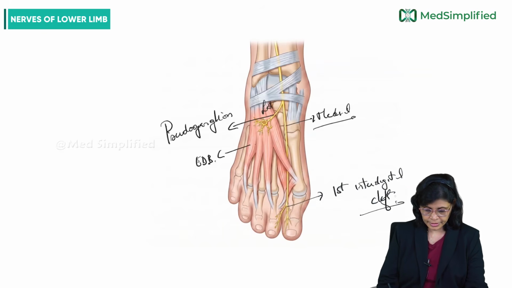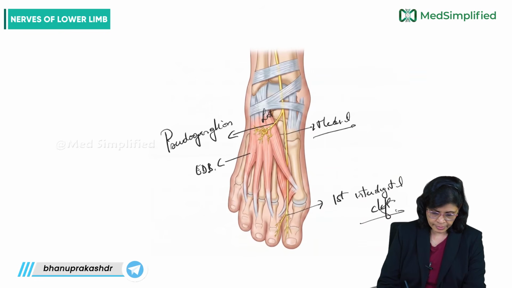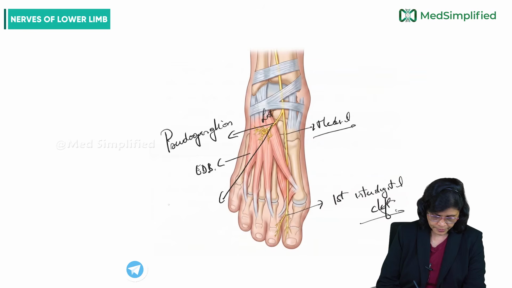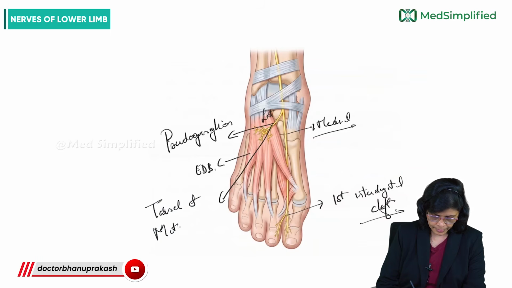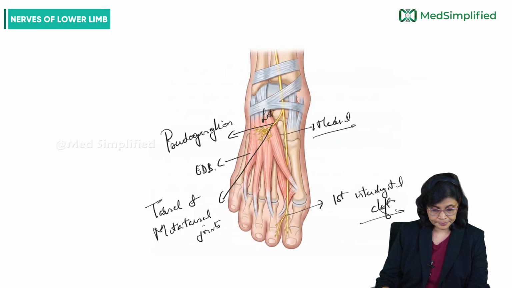Okay, so here it supplies. In addition to that, this lateral branch will also supply the tarsal and metatarsal joints. Okay, so that is the course and distribution of the deep peroneal nerve.